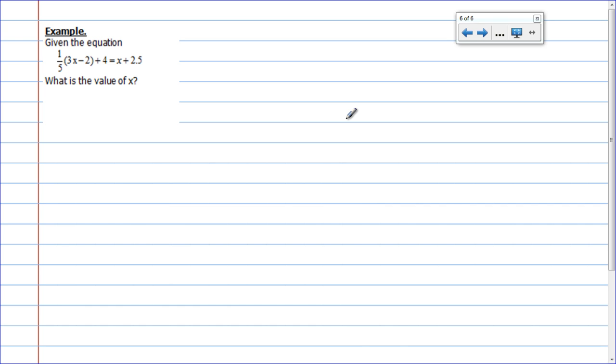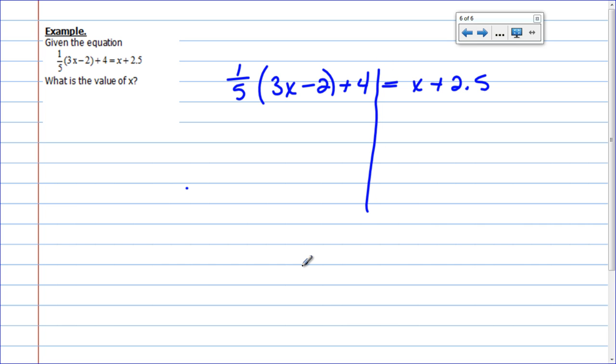So I'm just going to solve this equation for x, but before I can do anything, I've got to get rid of these parentheses by using the distributive property. So I'm going to rewrite my equation over here to give myself some room. And I'm going to draw my line here so that I can separate the left side from the right side, and then I'm going to distribute.